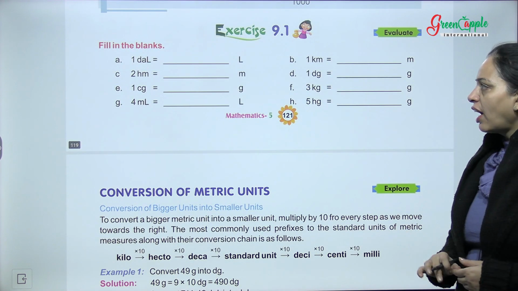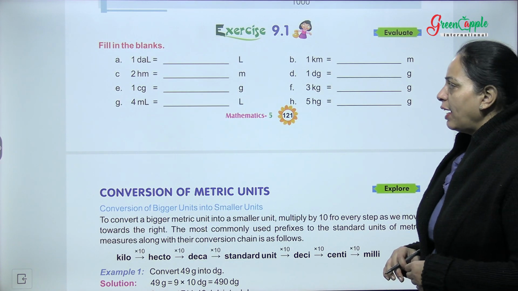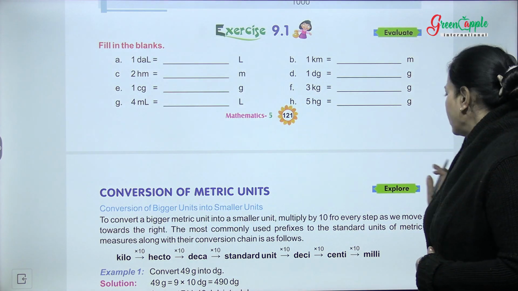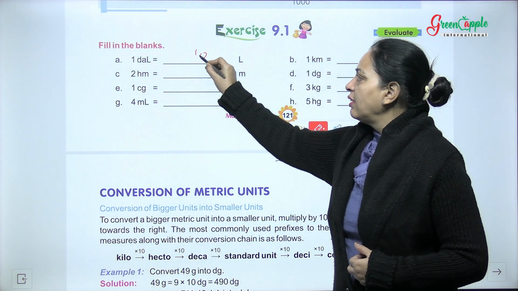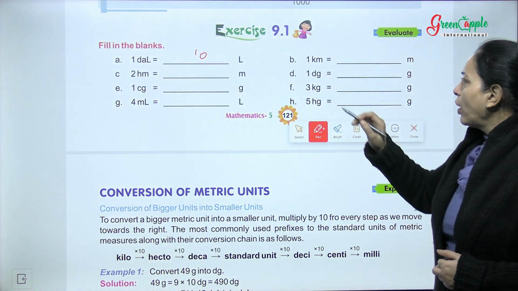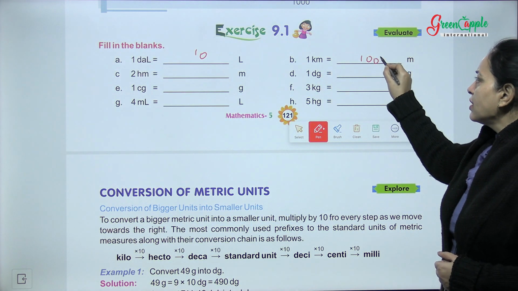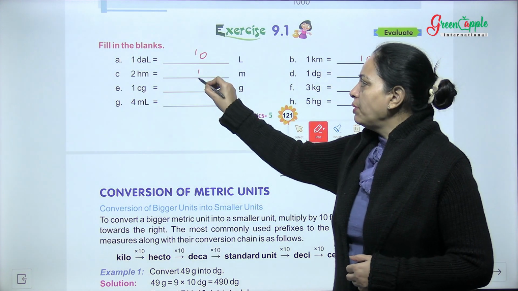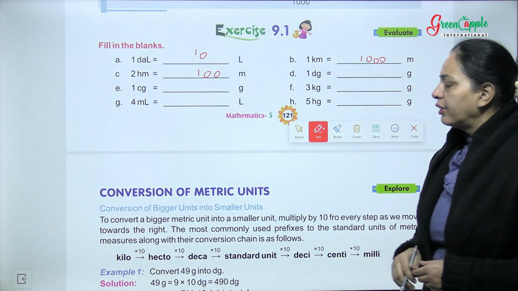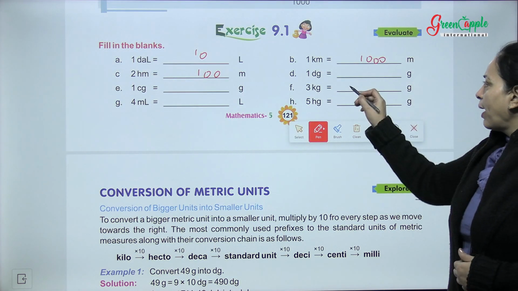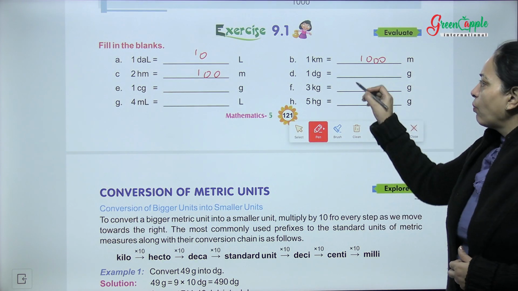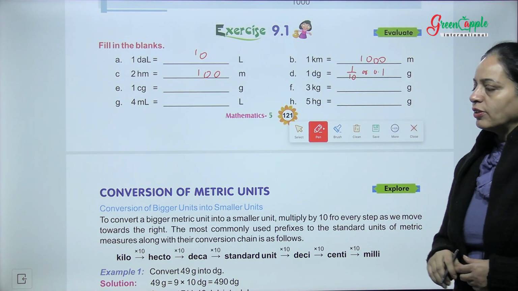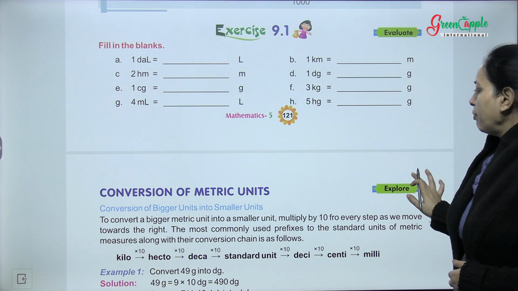Now come to exercise 9.1, filling the blanks. Like A part, 1 decaliter equals how many liters? 10 liters. Now see B part, 1 kilometer, how many meters? 1000. C part, 2 hectometer, how many meters? 100. D part, 1 decigram, how many grams? That is 1 by 10 or 0.1. So similarly you can try the remaining parts.